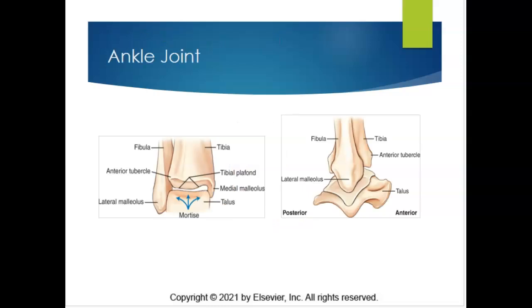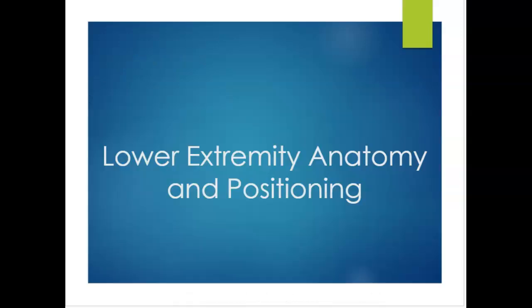So for anatomy purposes of the ankle, please make sure you can identify all bony anatomy parts on both an AP view, which would be here, as well as a lateral view of that ankle joint. And that's it for lower extremity anatomy. Let me know if you have any questions.